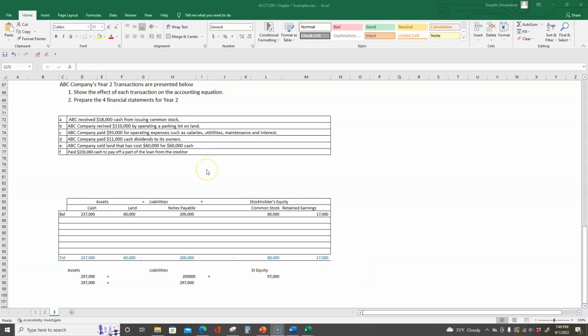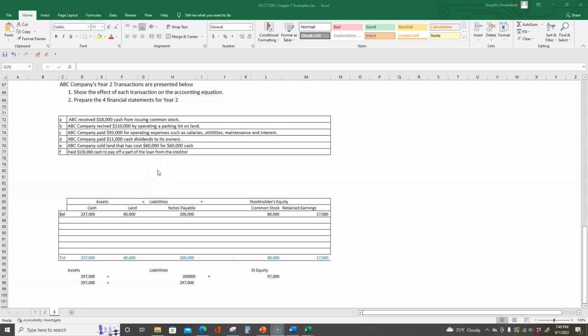Let's read the question. It says, ABC Company's Year 2 transactions are presented below. They want you to show the effects of each transaction on the accounting equation, and then they want you to prepare the 4 financial statements for Year 2. And they've given you transactions A through F.